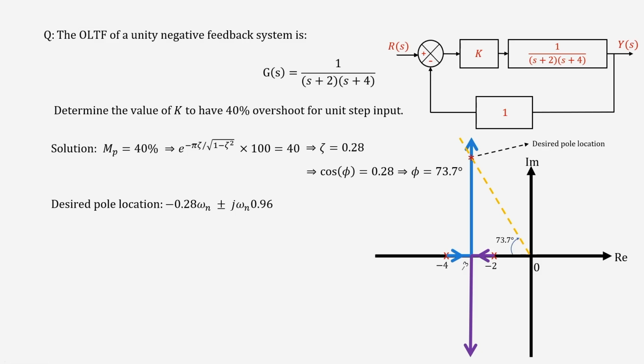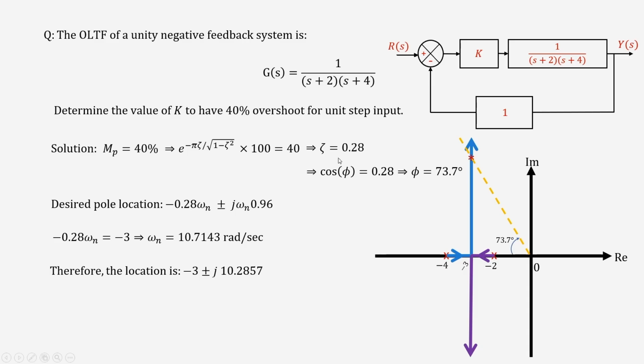Now, once I know that, look at the root locus and the desired pole location. At this point, what is the real part? The real part is minus 3. So, this part must be equal to minus 3, because the desired pole location's real part is coming out to be minus 3. Therefore, minus 0.28 omega n equals minus 3, and from there omega n comes out to be 10.7143.